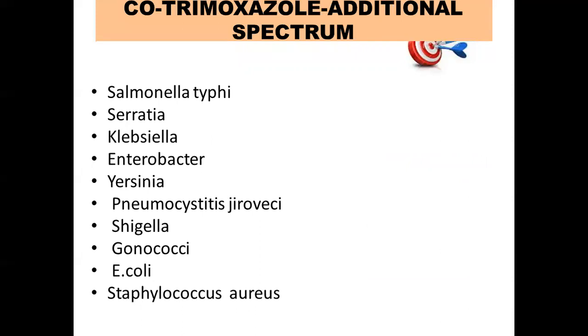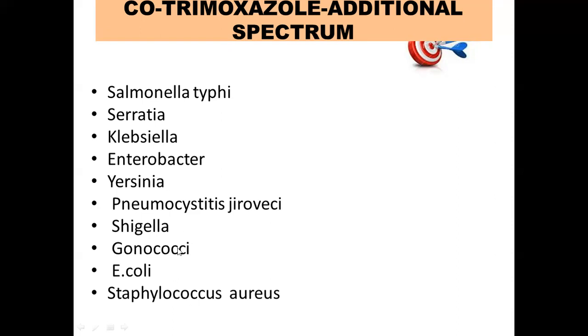Now, what is the additional spectrum? Whatever spectrum we have studied in the sulfonamides, that will be there. Other than that, we have a set of new bacteria against which this combination is useful. So the examples are Salmonella typhi, Serratia, and a number of enterobacteria, the gram-negative bacteria like Klebsiella. Then you have got Pneumocystis jirovecii, Yersinia, Shigella, Gonococci, E. coli, Staph aureus. Staph aureus is a gram-positive one, and many of the gram-positive Staph aureus had developed resistance to sulfonamide, but they become susceptible to this combination.